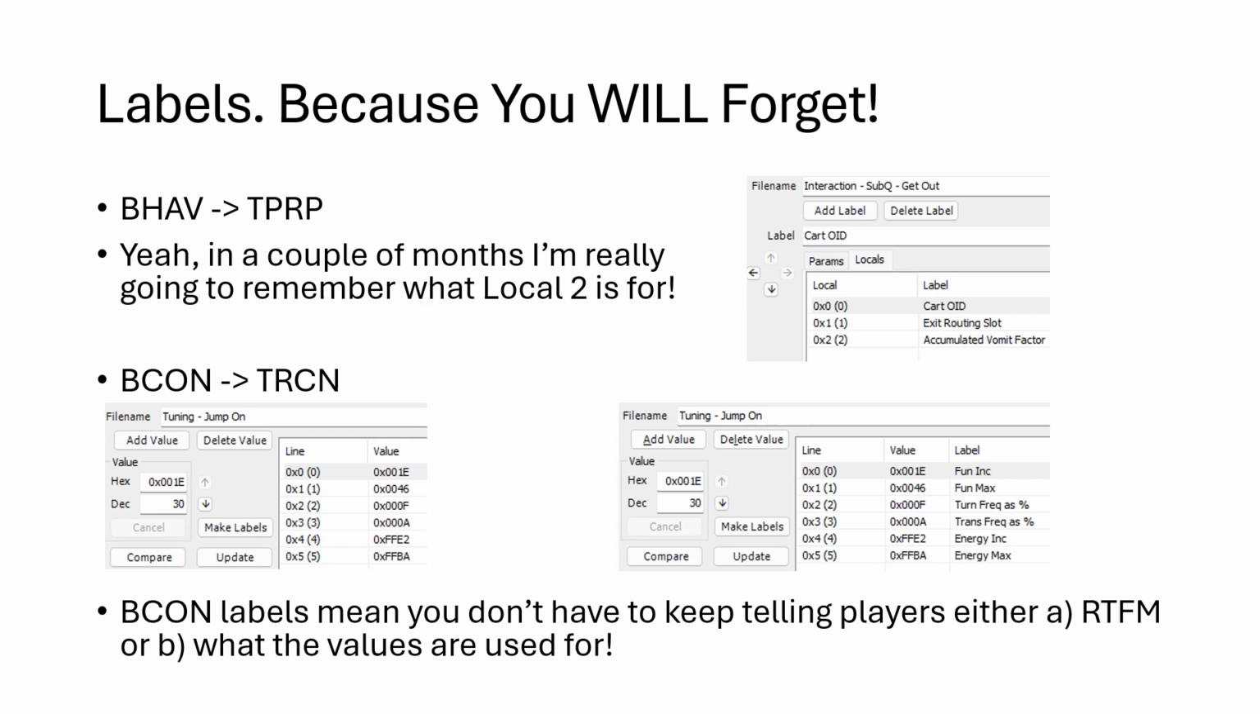Labeling your BCONs means you don't have to keep telling your players either to RTFM or what the values are actually used for. It's self-commenting. Somebody who takes a mod or an object can go in, look at the BCONs, read the values, and think, I've possibly got a good chance of being able to change how this operates. So both BCONs and BHAVs should really have labels. This is actually a case of do as I say, don't do as I do. I'm really bad for labeling my code.